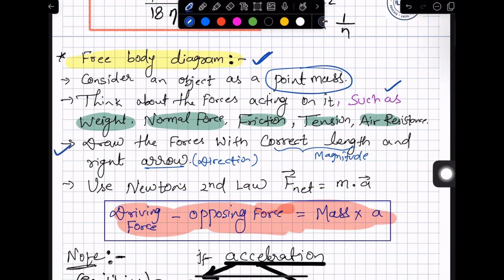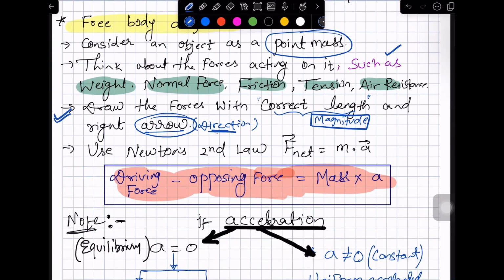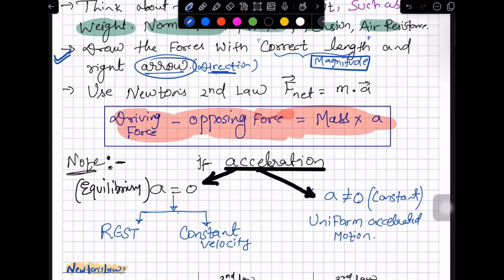And then while drawing a force, you make sure that you draw the length of the arrow according to its magnitude, and its direction according to the arrow head. And we use Newton's second law, that F net is mass times acceleration, to calculate this value. And then, as I spoke earlier, if the acceleration is zero, that is called translational equilibrium, then I can describe this motion of the object to be at rest.